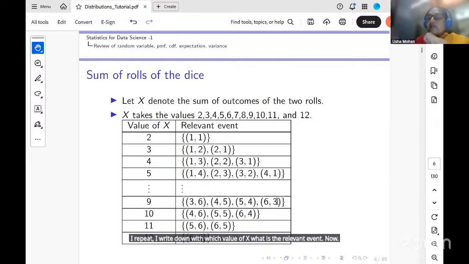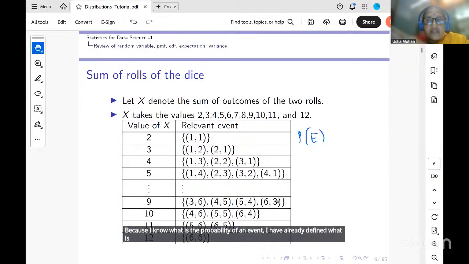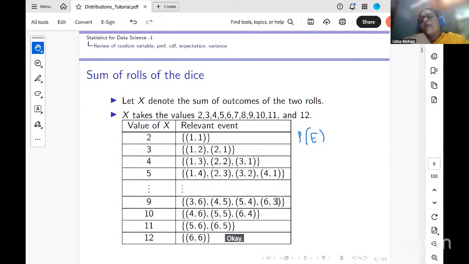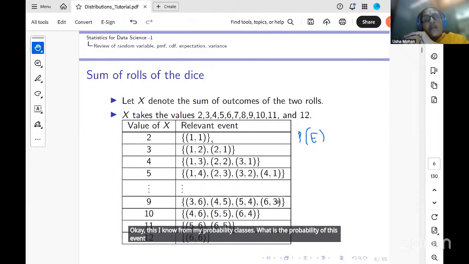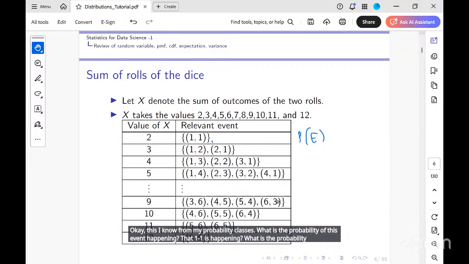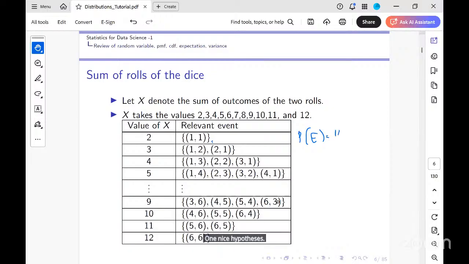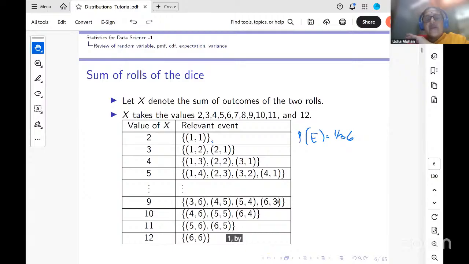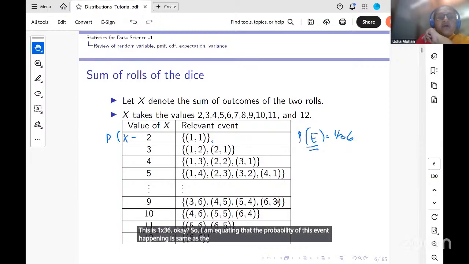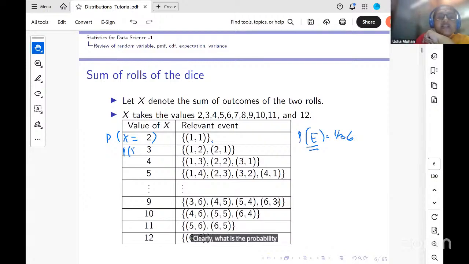Now, why are we doing this? Because I know what is the probability of an event. I have already defined this from my probability classes. What is the probability of this event happening, that 1, 1 is happening? It is 1 by 36. So I am equating that the probability of this event happening is the same as the probability of x taking the value 2.